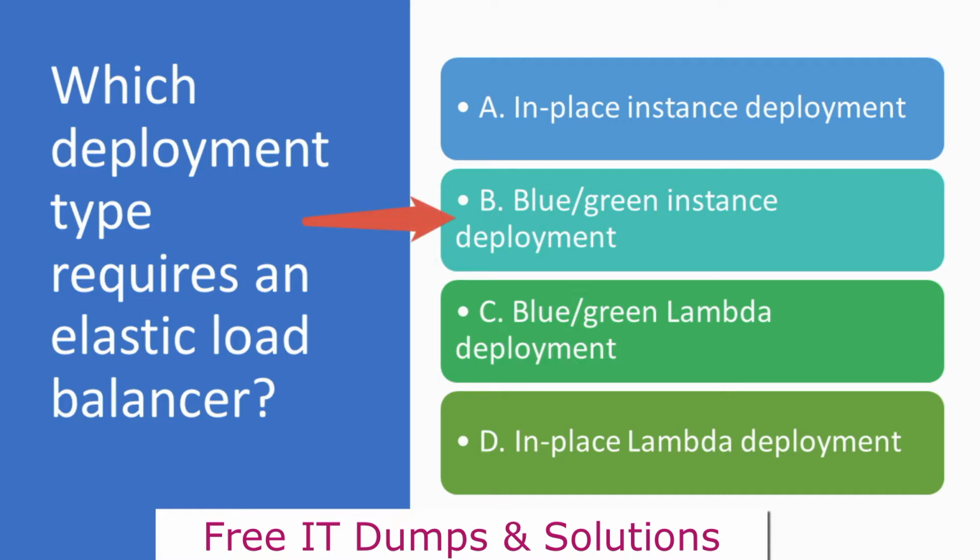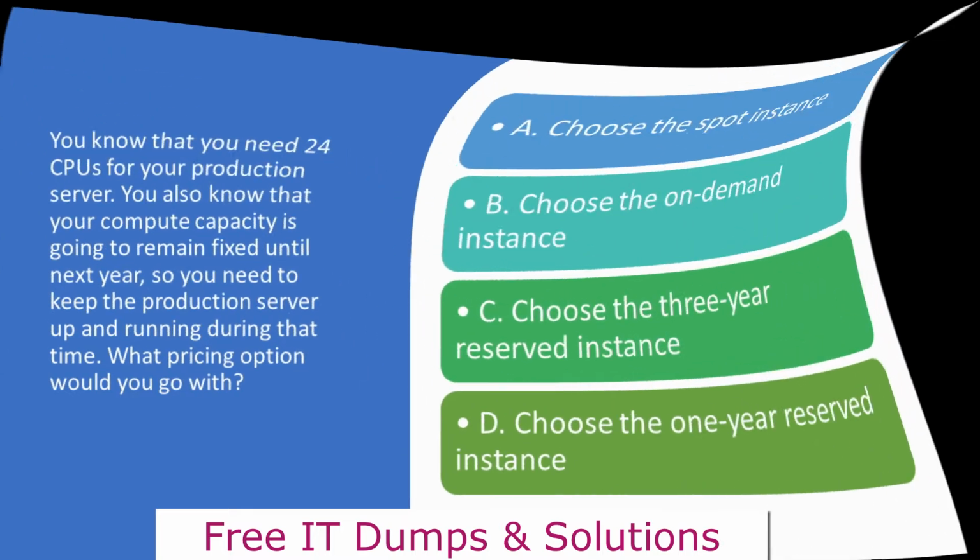Because a blue/green instance deployment requires an elastic load balancer in order to direct traffic to the replacement instances. An in-place instance deployment can use an ELB but doesn't require it. A blue/green Lambda deployment doesn't use an ELB because ELB is for routing traffic to instances. There's no such thing as an in-place Lambda deployment. Let's talk about the next question.